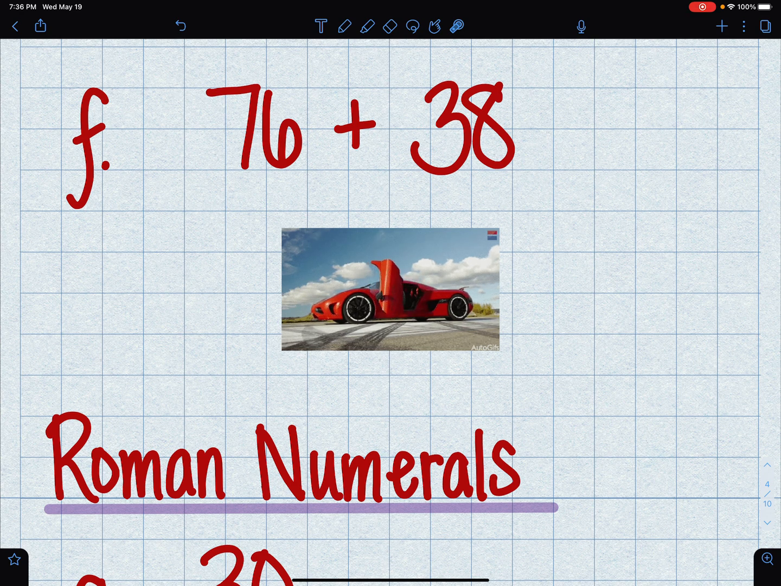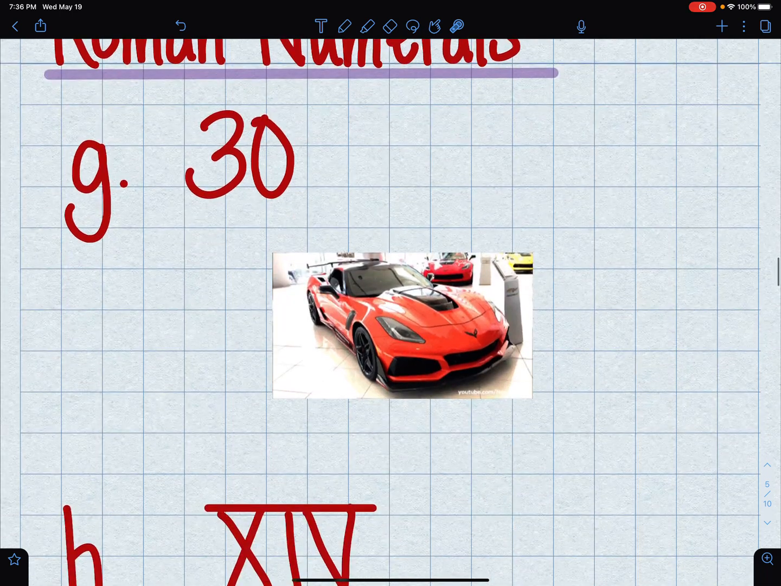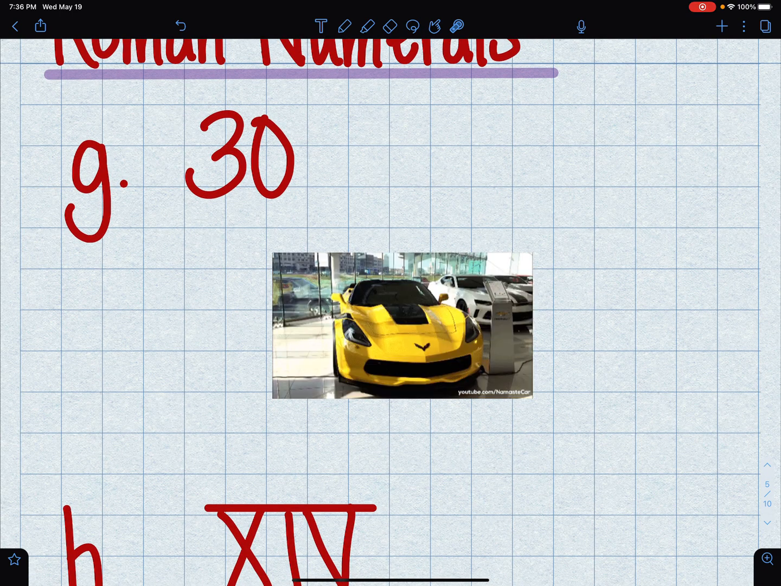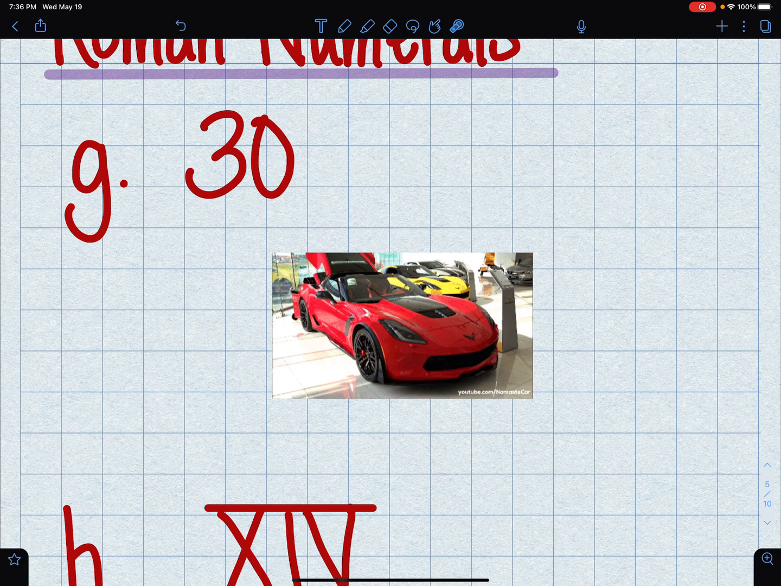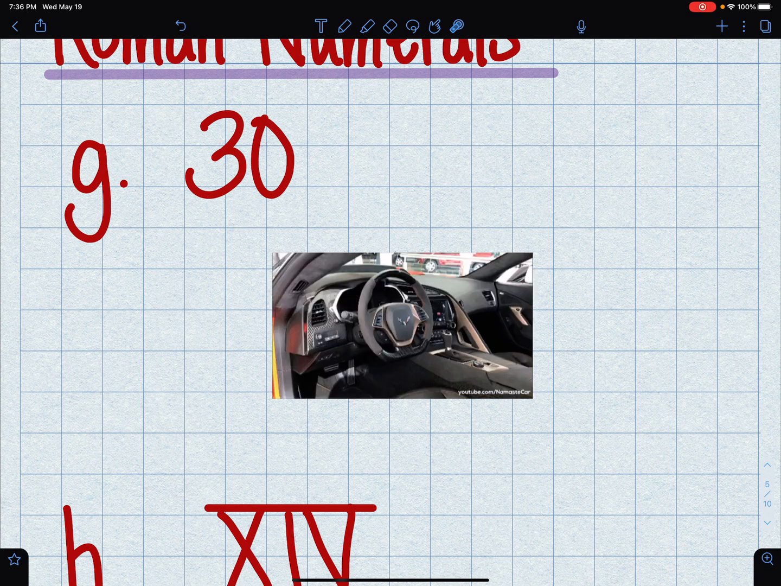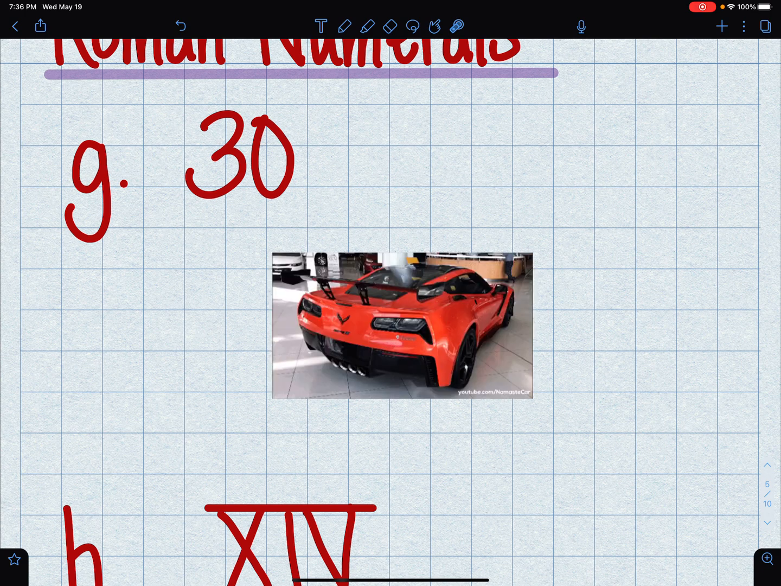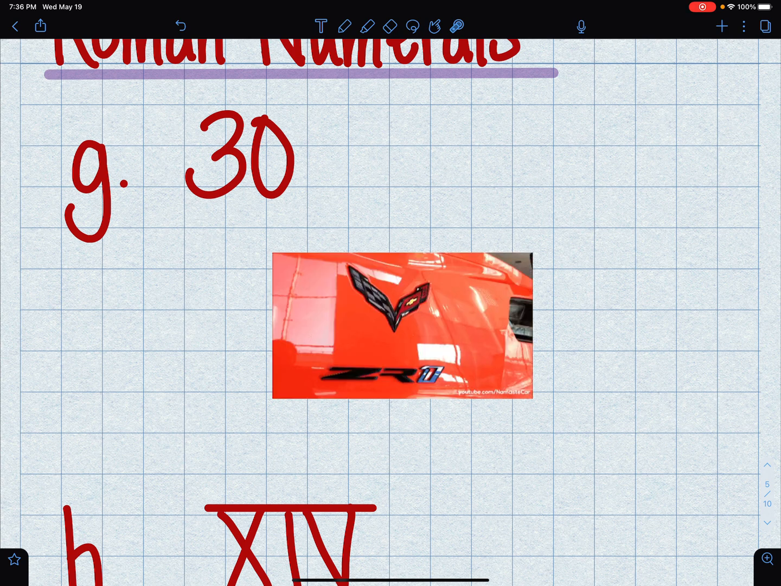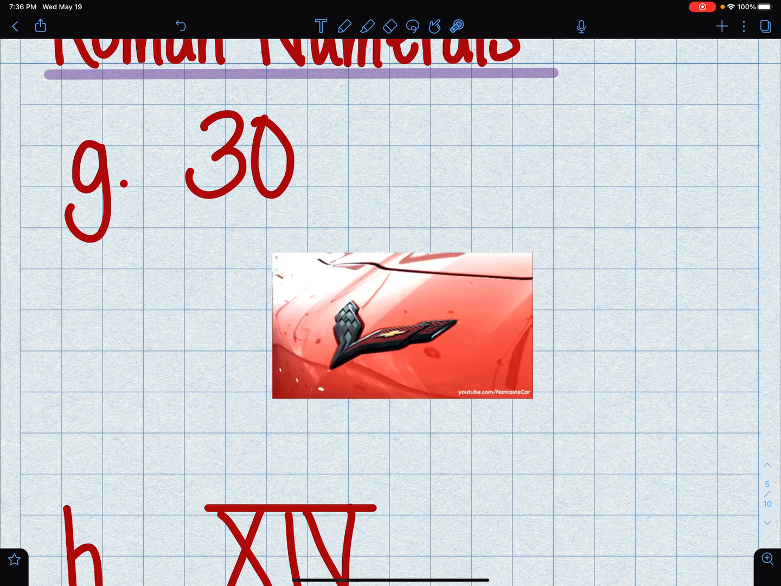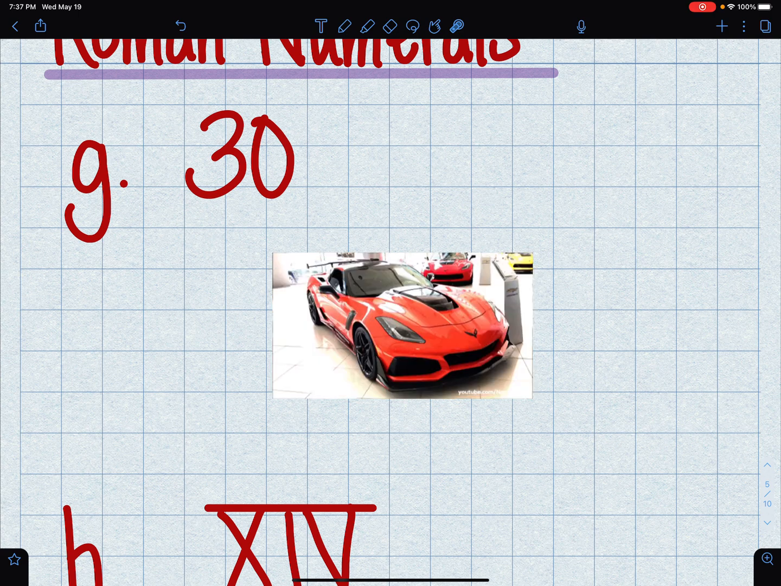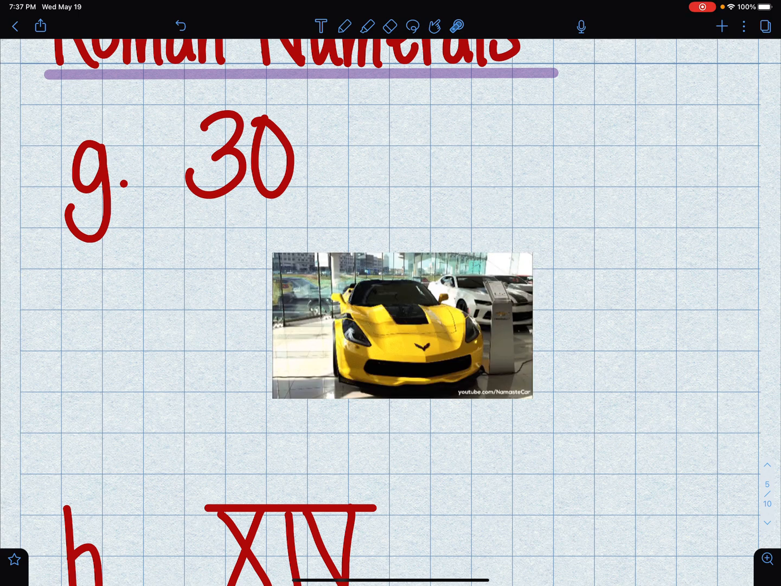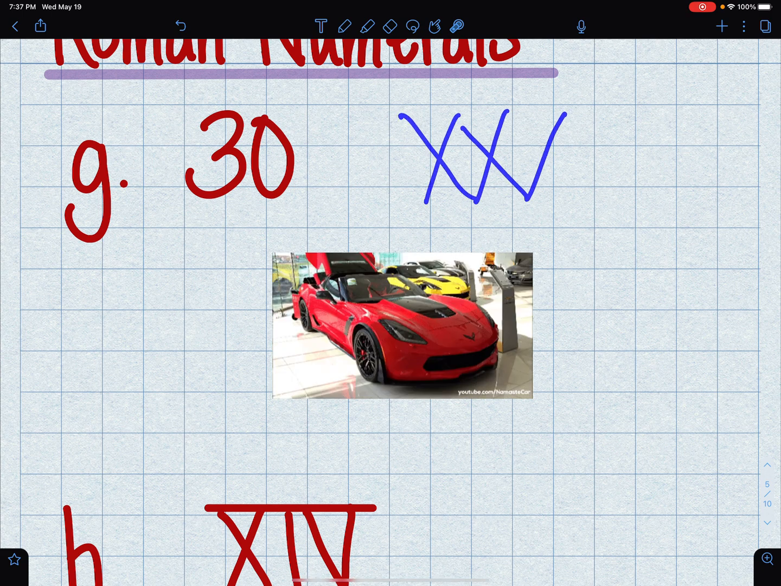Write your answer. Okay, and now we're going to review some Roman numerals. So for Roman numerals on G, you are going to write the number 30 in Roman numerals. Do you remember how to do that? Remember this is 5, this is 10, this is 1. So you're going to need 3 10s to make 30.